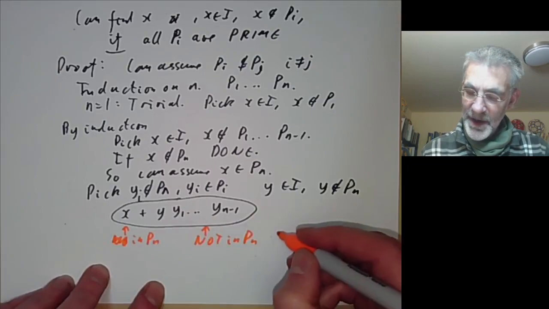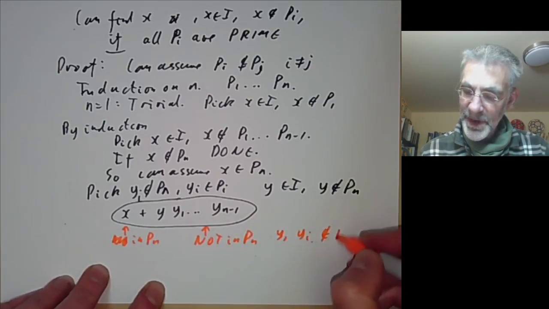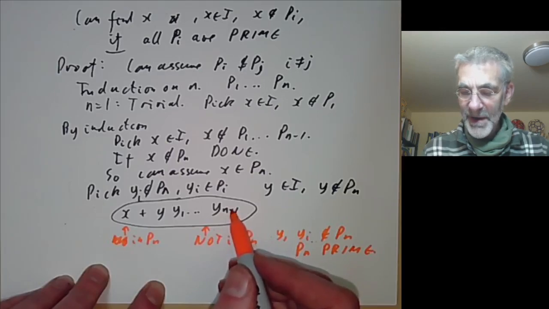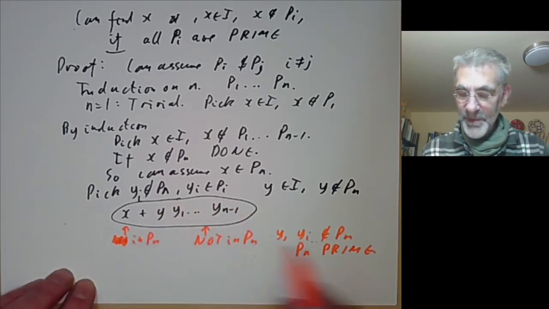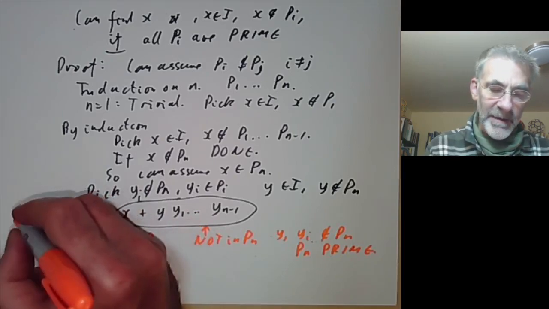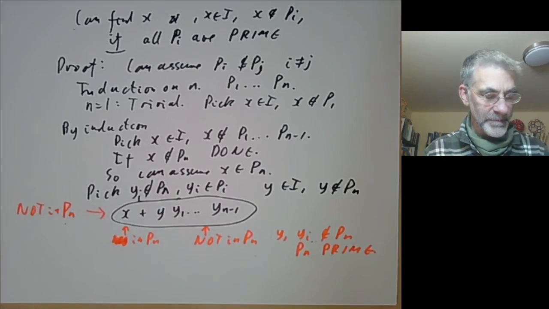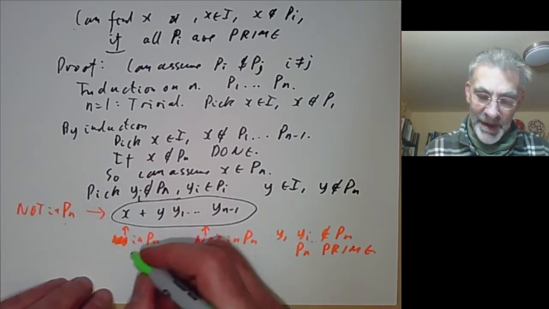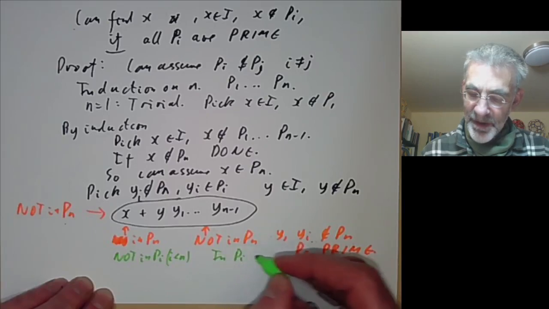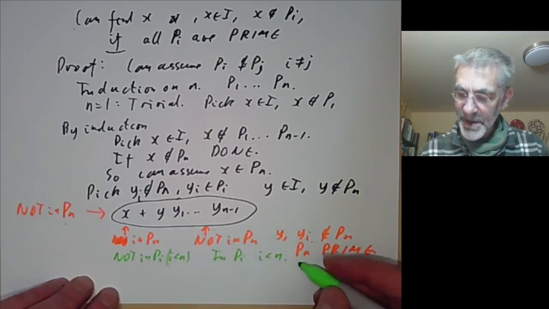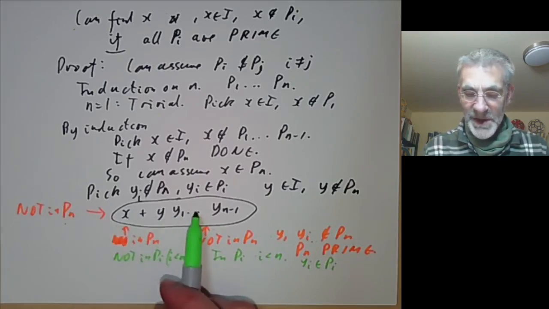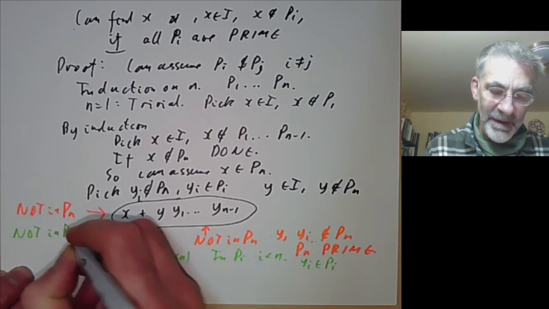And the reason it's not in Pn is that y and the yi are not in Pn, and Pn is prime. So if none of these factors are in Pn, then the product isn't in Pn because Pn is prime. So we conclude that since this is in Pn and we're adding something that's not in Pn, this is not in Pn. Next, we observe that x is not in Pi for i less than n, but this is in Pi for i less than n, because yi is in Pi. So again, we've got the sum of something that's not in Pi and something that's in Pi, so this is not in Pi for i less than n.